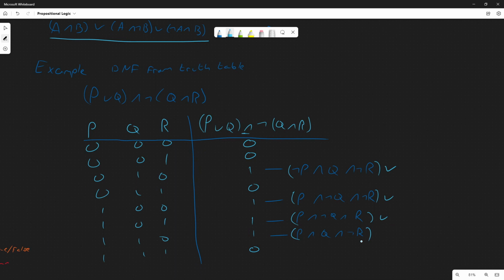And I believe this will be full disjunctive normal form because it contains all the variables. This one happened to be full DNF, but usually I believe this would only guarantee to give you regular DNF. This one just happened to work out.